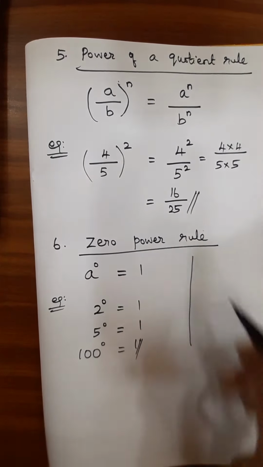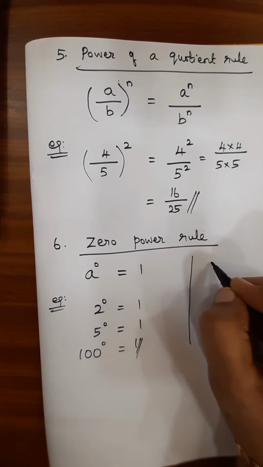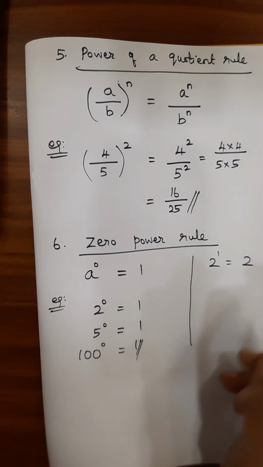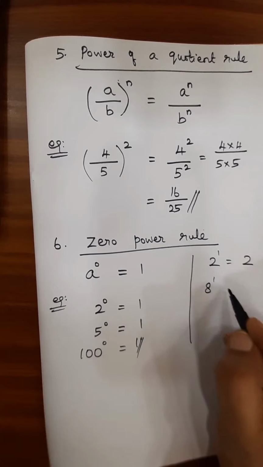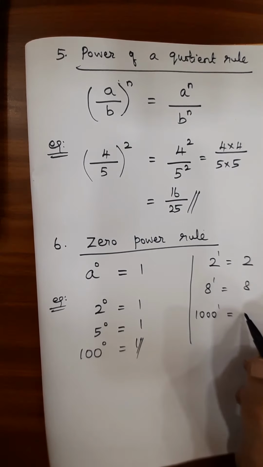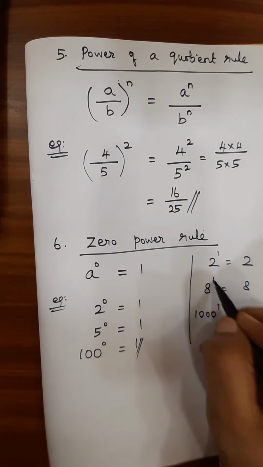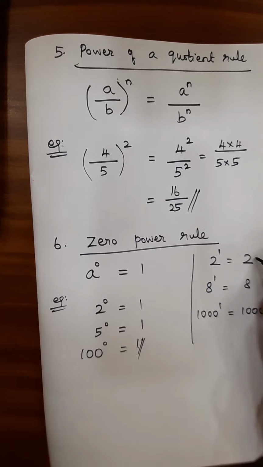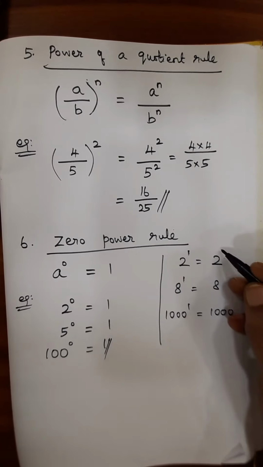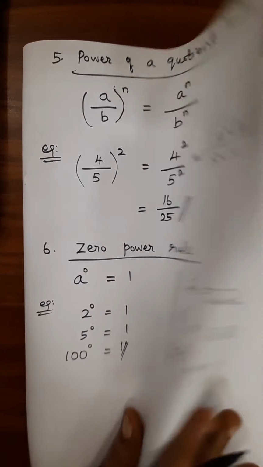In the same way, any number raised to the power of 1: for example, 2 to the power of 1, the value will be the same number. 2 to the power of 1 is equal to 2. 8 to the power of 1 is 8. 1000 raised to the power of 1 is equal to 1000. In common we won't write the power if it is 1. So whenever a number is simply given, we have to consider that the number is raised to the power of 1. Clear? Now the last rule, rule number 7.